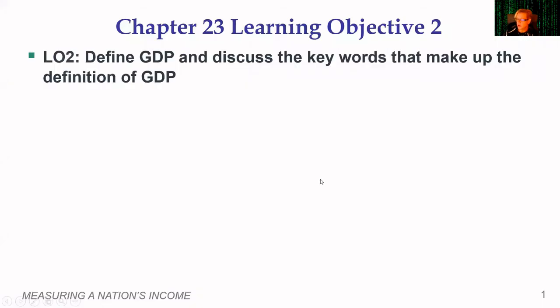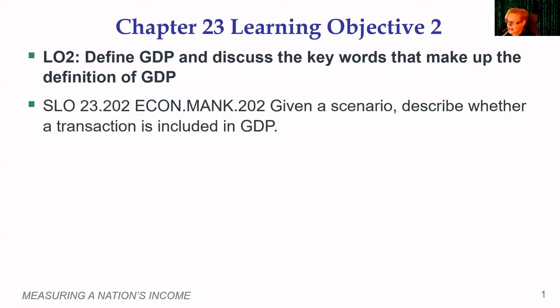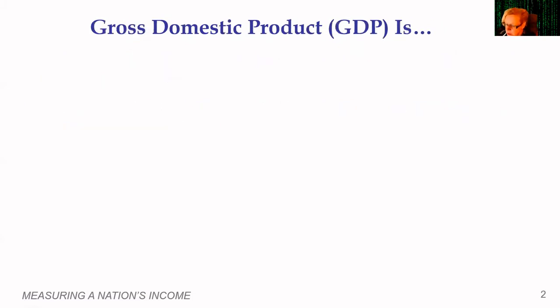Okay, there we are. So we're going to take a look at the words that define the gross domestic product, and we're going to take a look at some of the transactions that might be included in the gross domestic product. We're going to go ahead and look at that again in the next objective.